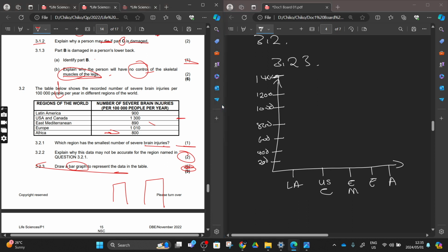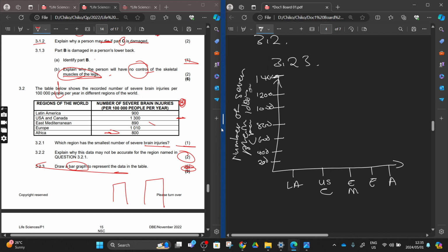For this part here, you can see that we also have this part. Then this side here, you write the number of severe brain injuries, then you write per 100. You write everything here, right? You'll agree with me. You write per 1, 2, 3 people per year, right? Then from there you come this side and write regions of the world, right?